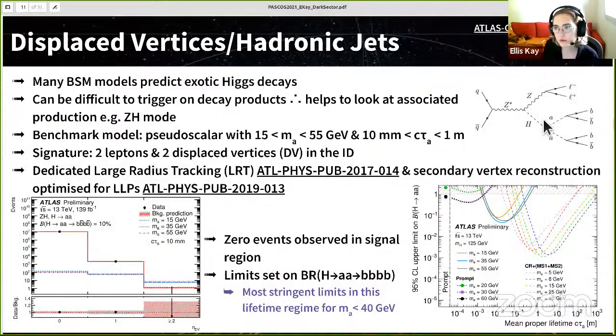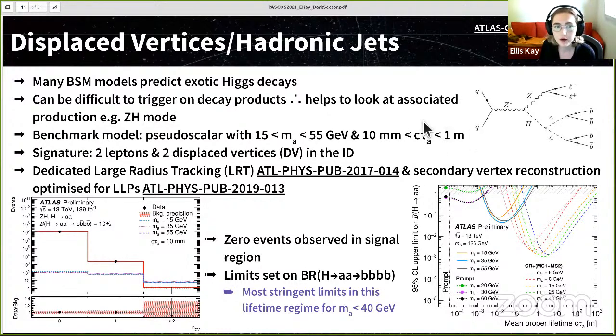Now, I didn't go too much into the details of those because I'll show a newer analysis here on a similar vein. Again, this looks at an exotic Higgs decay, which can be hard to trigger, if we have Higgs to 2 axions. But here we're looking at associated production with a Z decaying to 2 leptons, and this gives us a nice dilepton pair to look at in our final state signature. So the signature will be 2 leptons and also a displaced vertex in the inner detector.